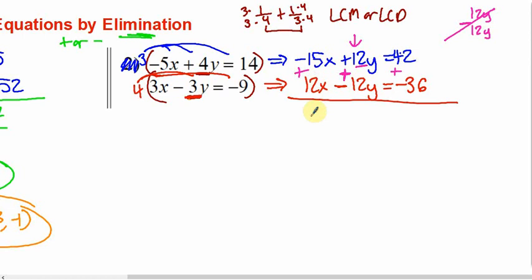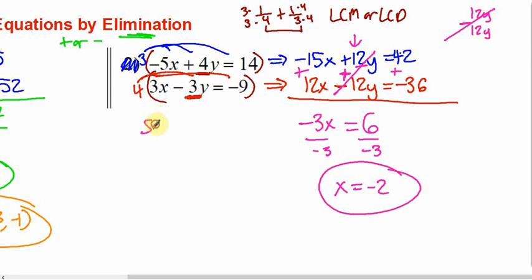So negative 15x plus 12x is negative 3x. Those y's are eliminated because 12 plus negative 12 is 0. And then 42 plus negative 36 is positive 6. So we can divide both sides by negative 3. We would get x equals negative 2. Let's solve for y by plugging in the negative 2. Let's just do the bottom one.